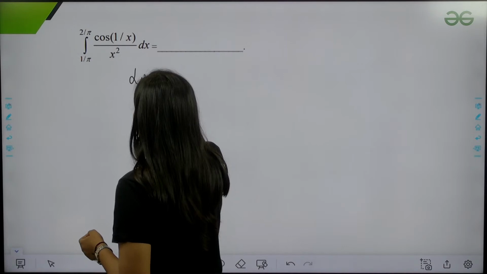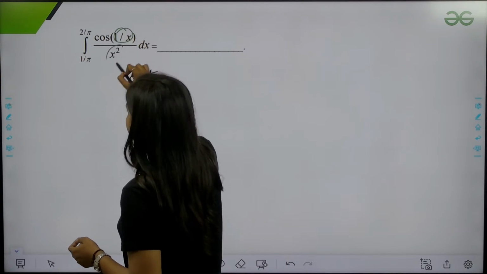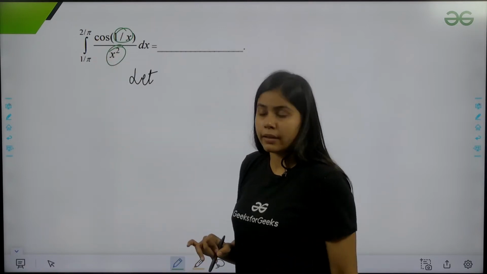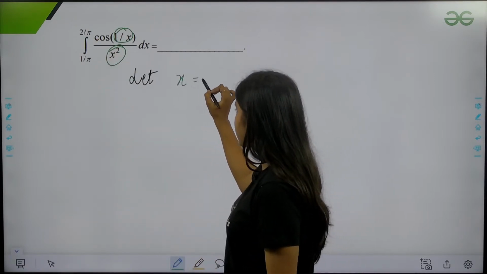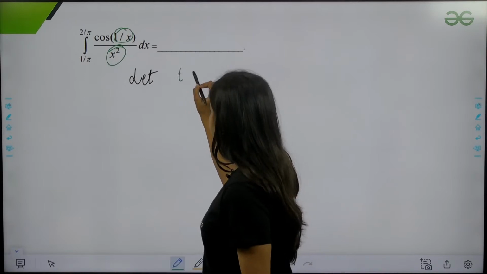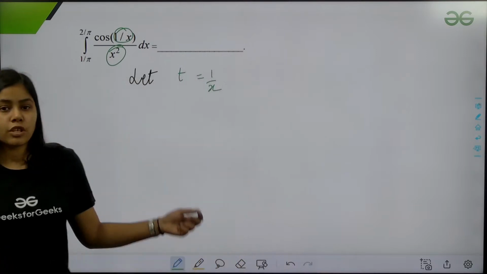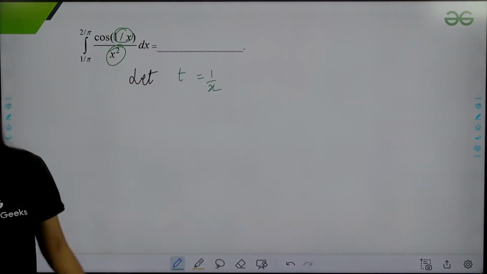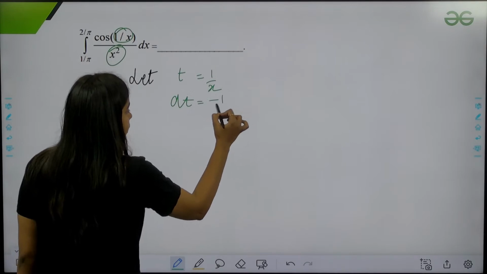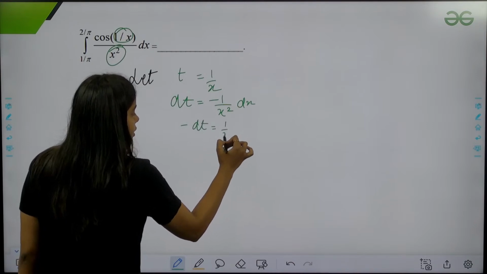So what will we do? Now if you see here, we have this function 1 by x, and the derivative of 1 by x is minus 1 by x square, which is present here. So what will we do? Let t be equal to 1 by x, right? We are going to use substitution here. Why am I going to use substitution? Because I find one function's derivative present here, right? So let's take t equal to 1 by x, then dt is equal to minus 1 by x square dx. So I can write minus dt equals 1 by x square dx.